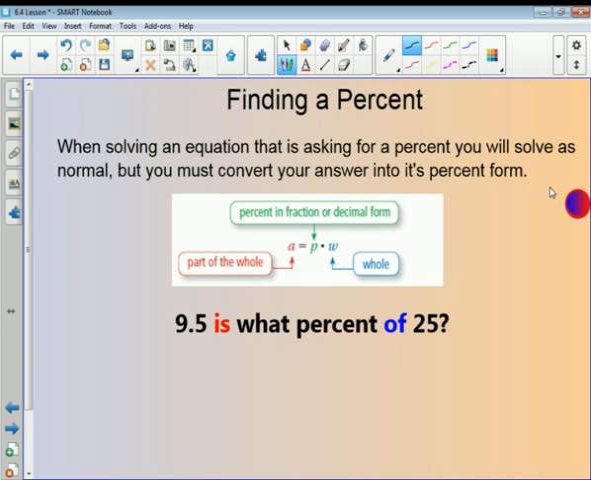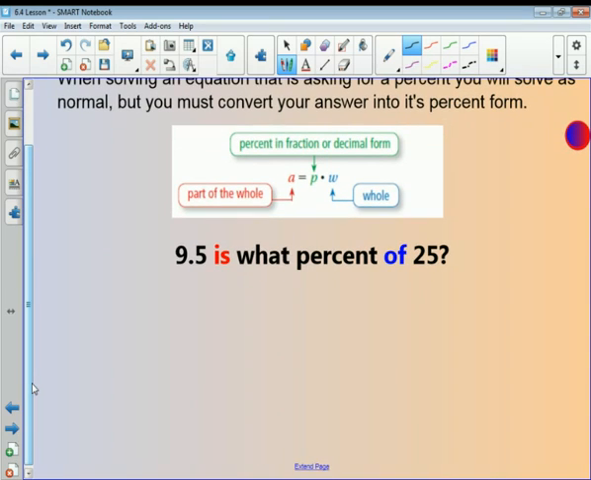We're still going to do our setup where we have our part, so our is, equal to our percent times our of, or our whole. So remember, this is part, this is whole. These are the key words that we're going to be using to identify how to piece everything in there. Sorry, my writing's really horrible there.